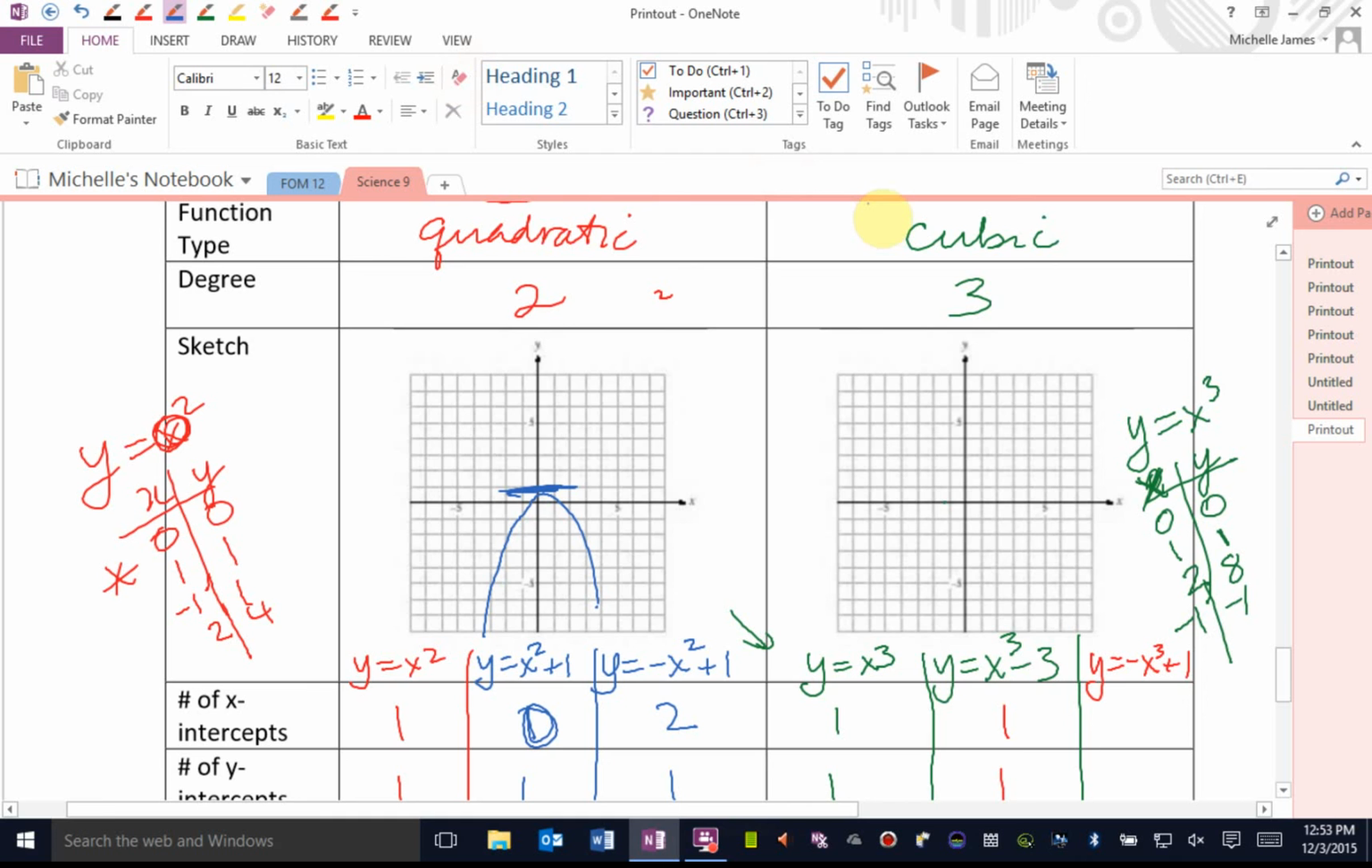So that graph crosses the y-axis at 1, right? What's another ordered pair that you can probably predict? Remember how the other ones, if I went over one, I was able to go up one? Can I do that here? 2 and negative 7? 2 and negative 7?